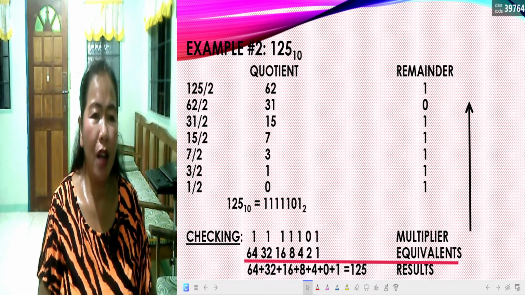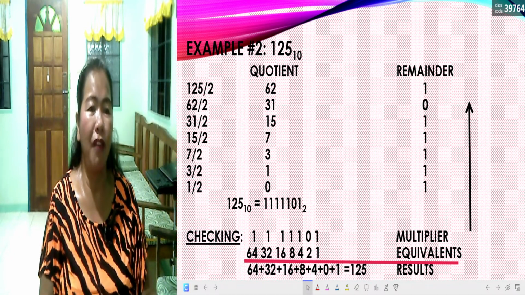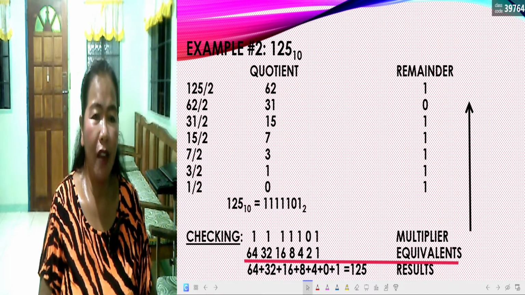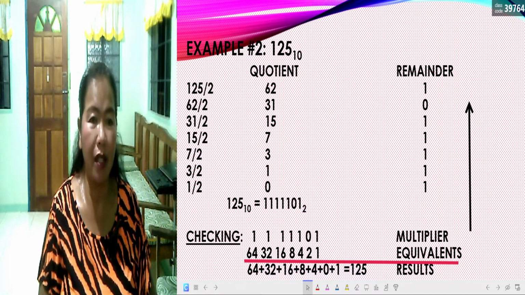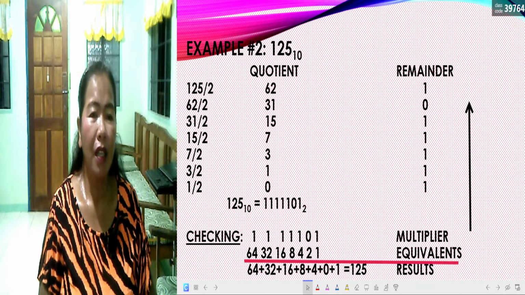Again, bring down 64 and 32, 16, 8, 4, or those numbers or multiplier equivalents which are under 1. And for those 0, you need to cancel that one because the value is still 0. Then the last one is 1.